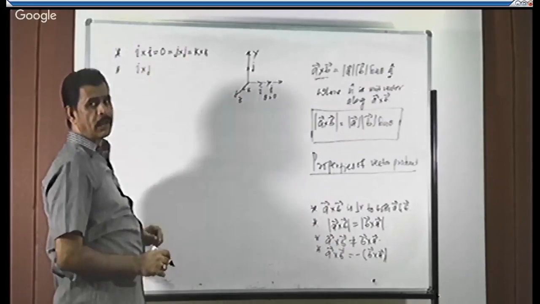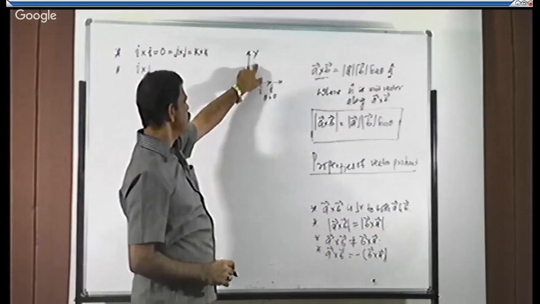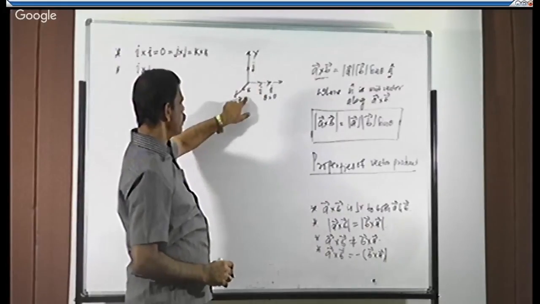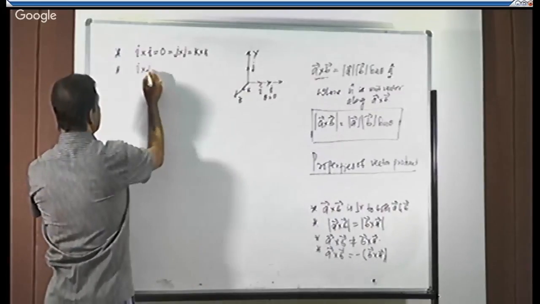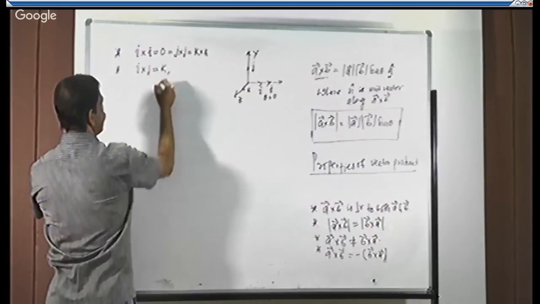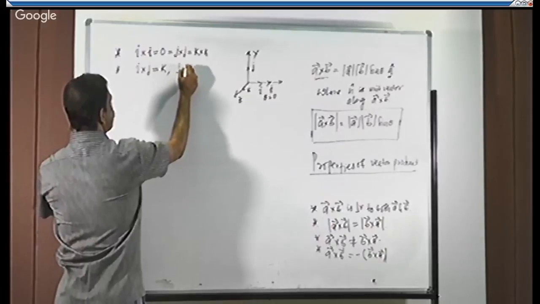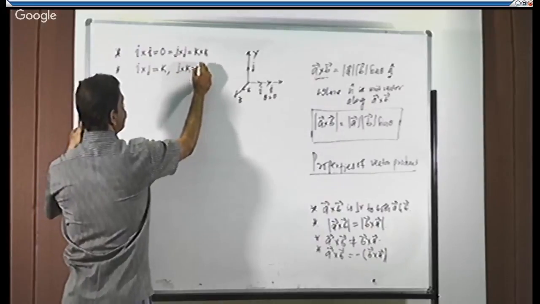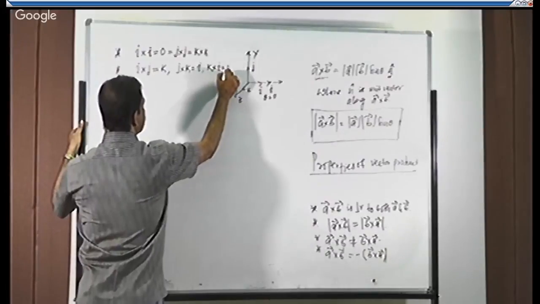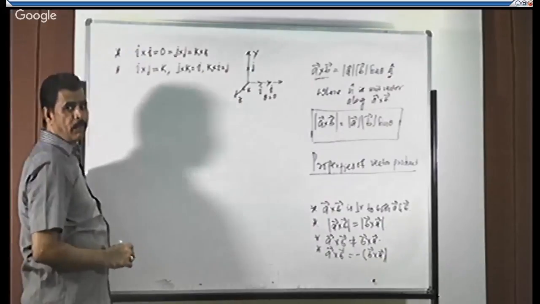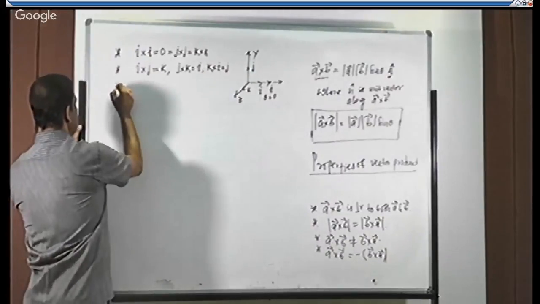perpendicular unit vectors I into J or J into K or K into I, I cross J is always equal to K. J cross K is always equal to I. K cross I is always equal to J. This is very important. Next point.